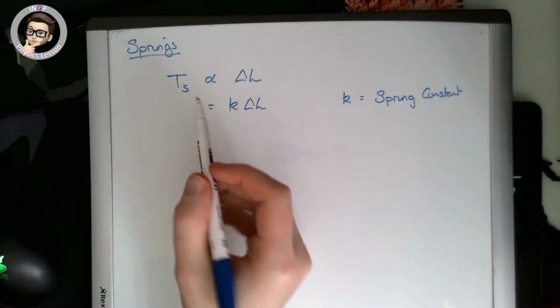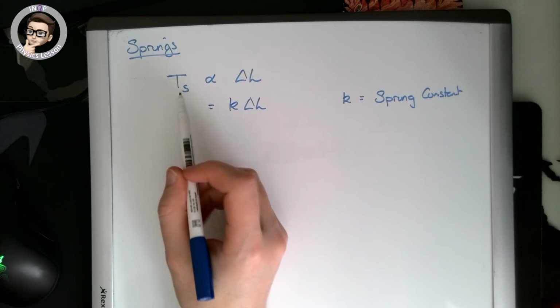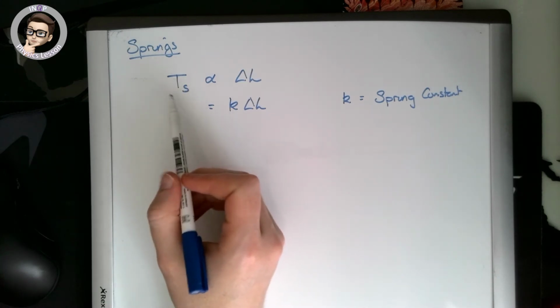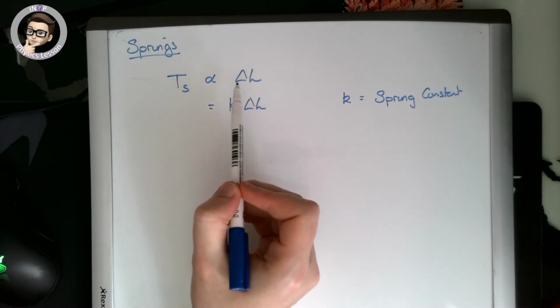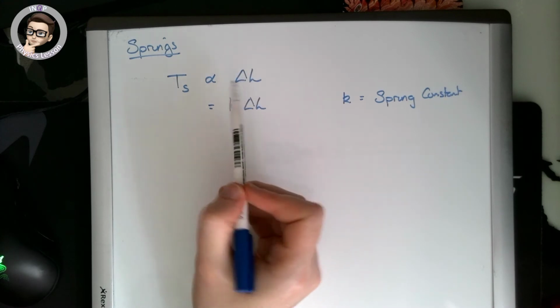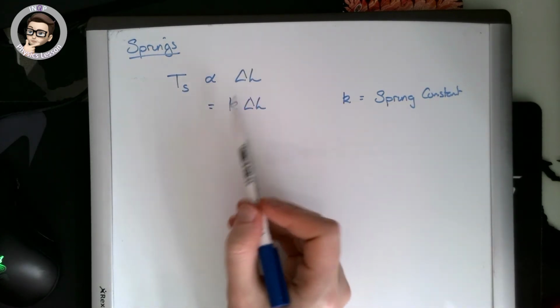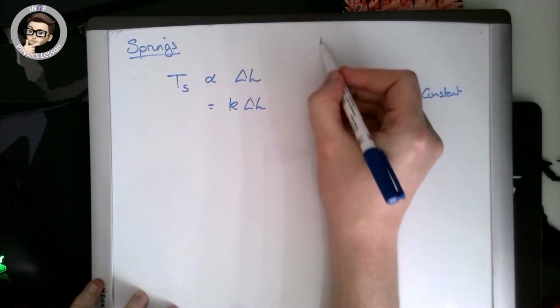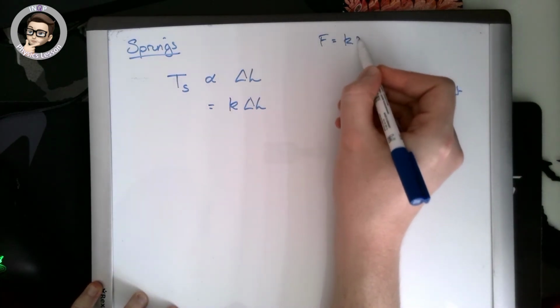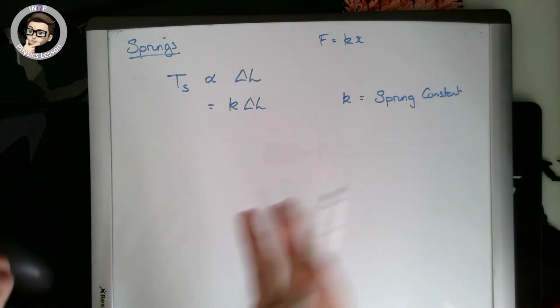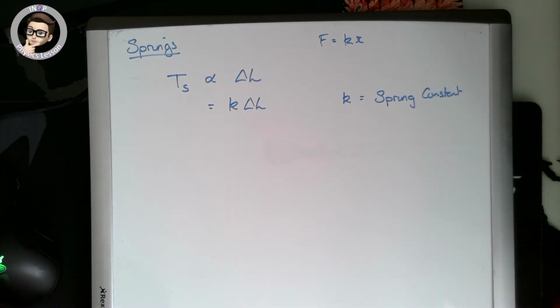In fact, I take it back, that's not the time period, that is the tension. Sorry, the tension of the spring is proportional to the change in length, the extension. So the tension is equal to kx, which we've seen. F equals kx, we saw at GCSE. It's nothing new from there.